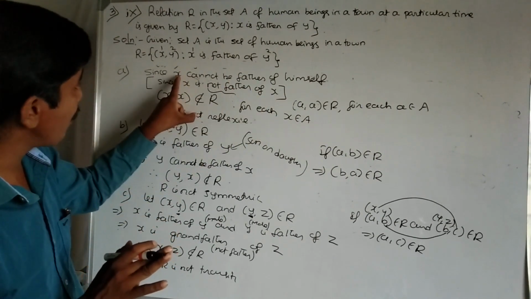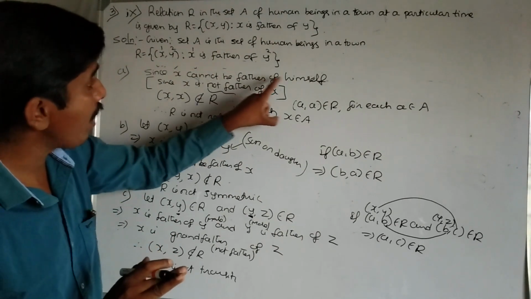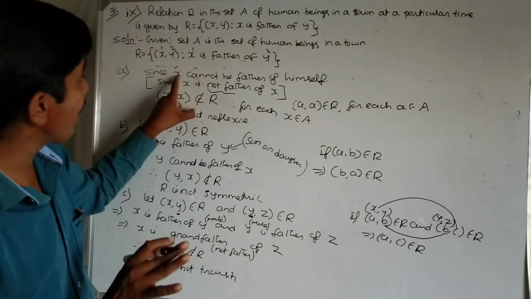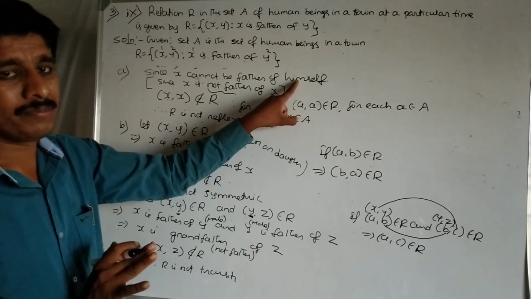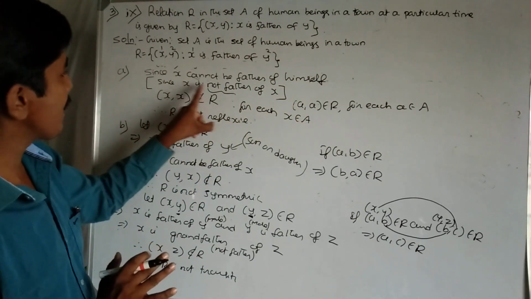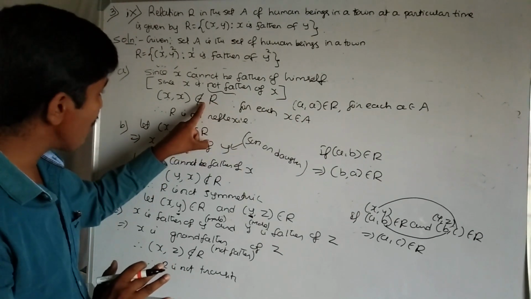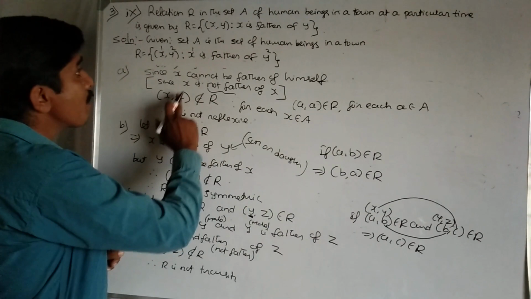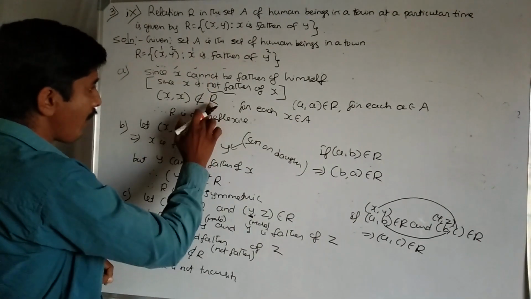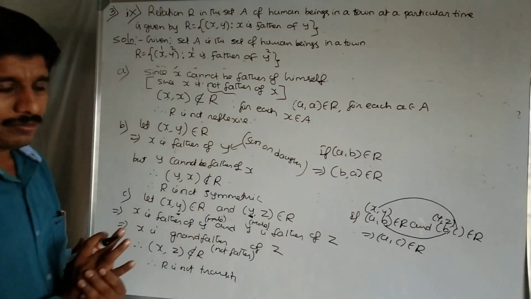Or you can write alternatively: x cannot be father of himself because x is a person himself. Element means itself. Therefore, here x comma x doesn't belong to R for every x belonging to set A. Therefore, R is not reflexive.